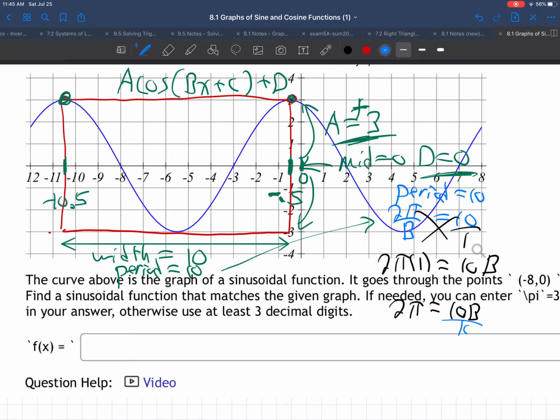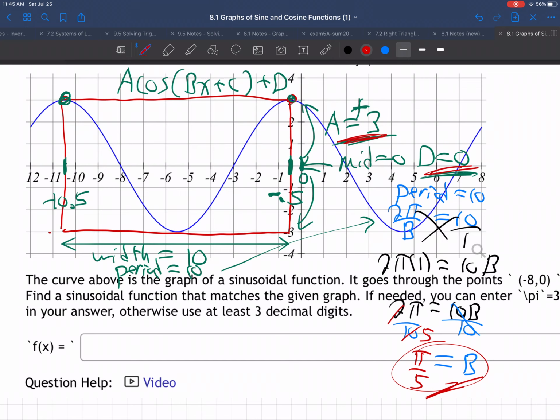Solve for B, divide by 10, boom. B equals 2 goes into 10 5 times, pi over 5. So B is pi over 5. So we got B. We've already had D for a bit and A. Now we just need C.